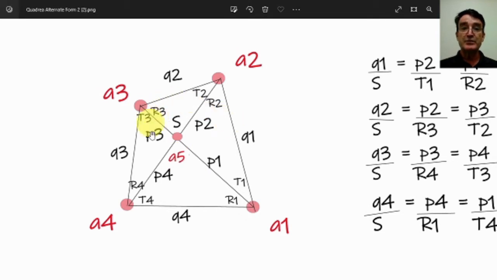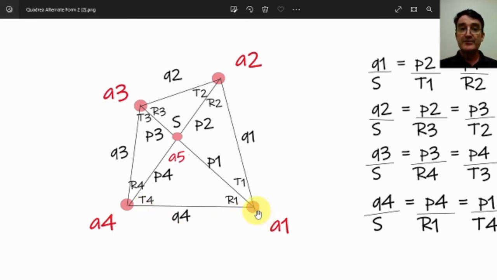So we have some new spreads and new quadrances to talk about. When we put these chords in here, it created some new spreads, which are R1, T1 at projective point A1, R2 and T2 at projective point A2, R3 and T3 at projective point A3, and R4 and T4 at projective point A4. And there are four new quadrances.